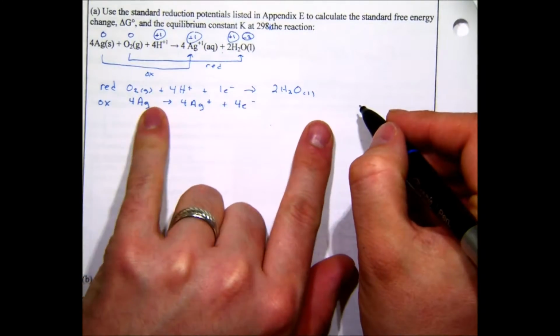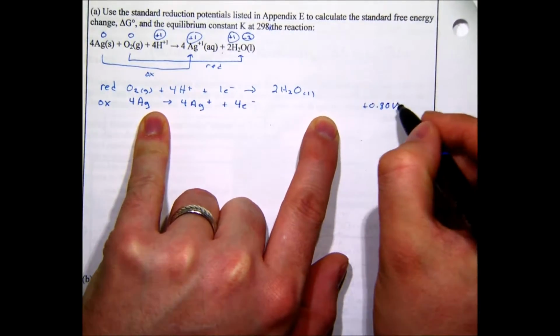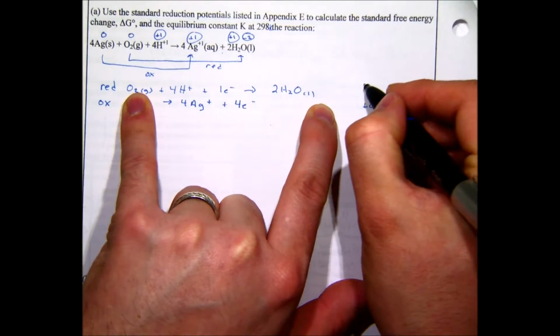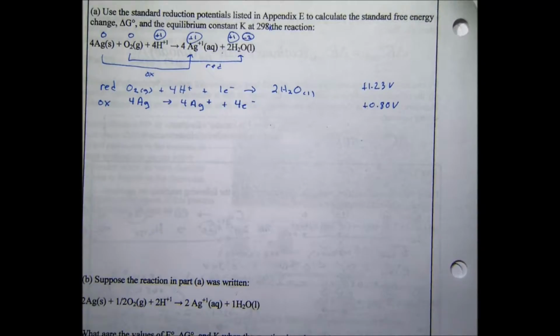So our cell potential of this one, silver, is plus 0.80 volts. And of the reduction of oxygen, plus 1.23 volts. So again, that's what we've done earlier in the course, in the first semester. So now we're just going to apply what we're doing now.